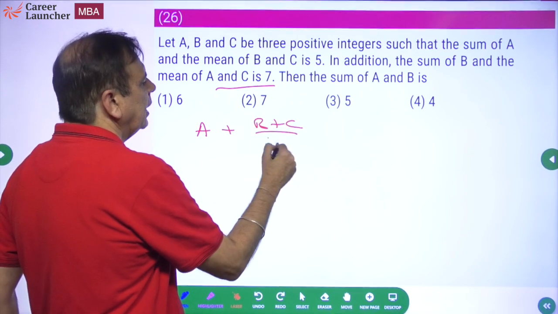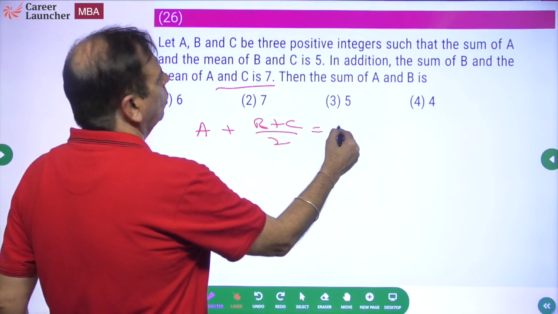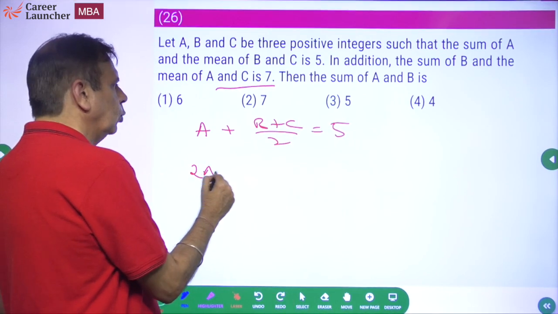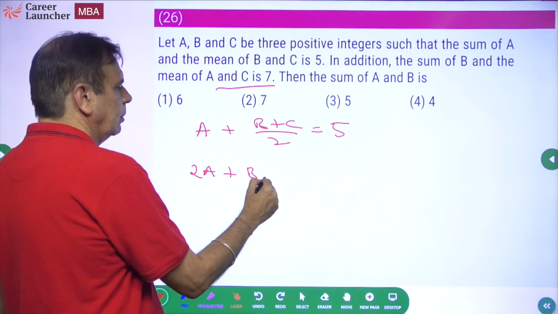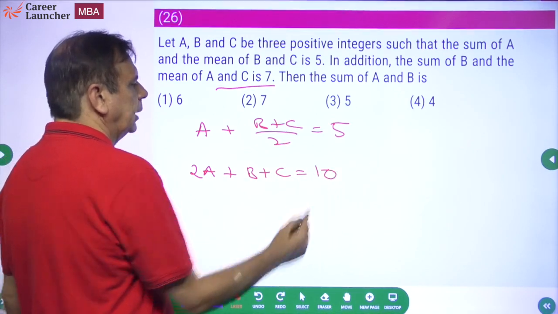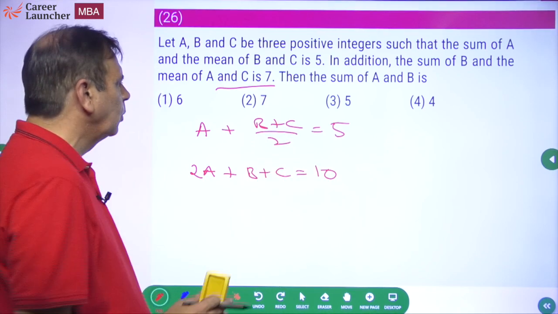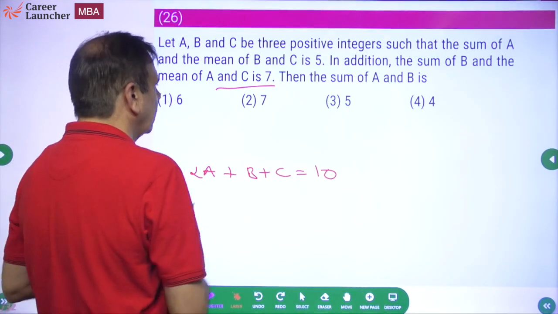A plus mean of B and C is equal to 5. What does it mean? 2A plus B plus C is equal to 10. Okay, multiplying both sides with 2. So effectively, this is our first equation.